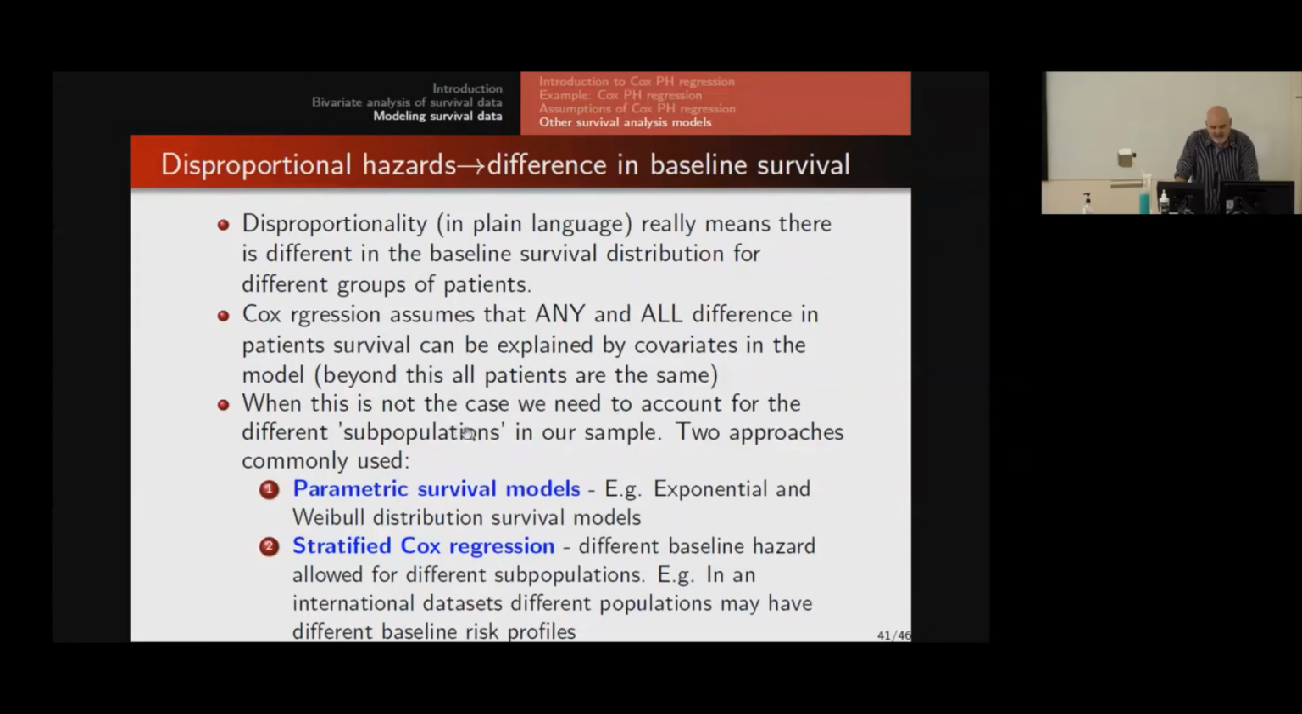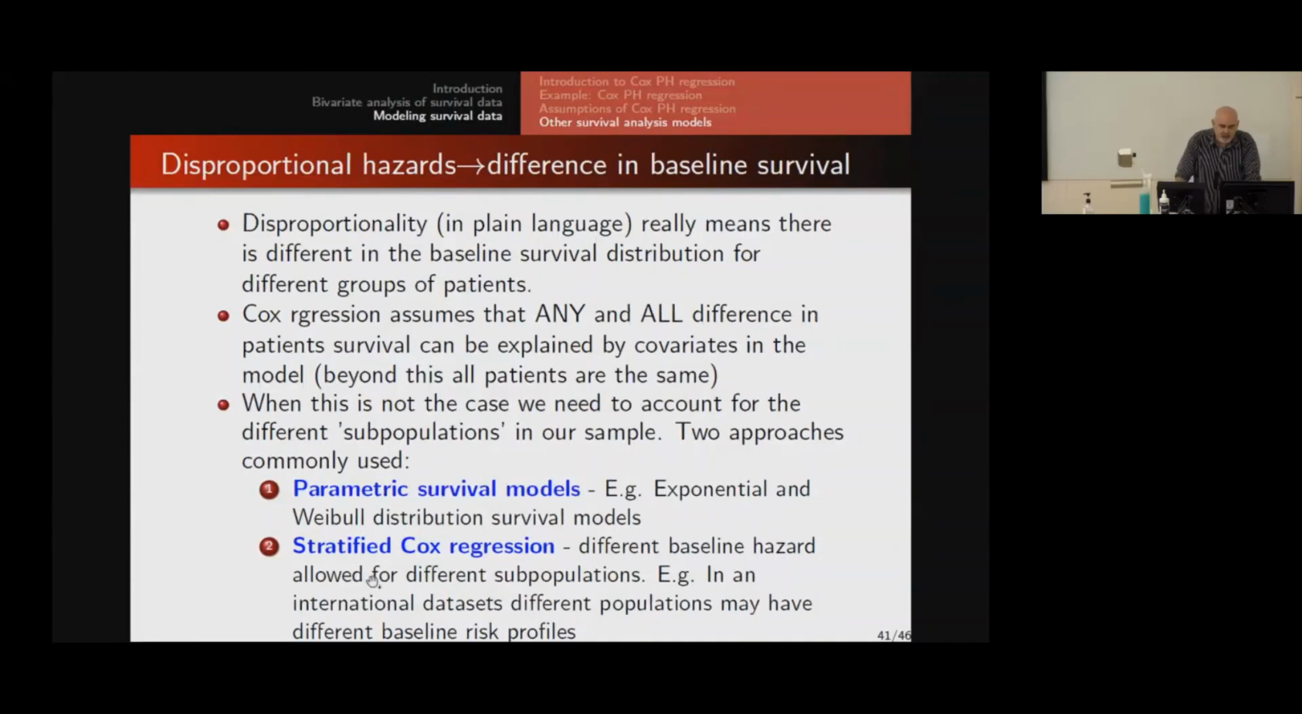But when this is not the case, we need to account for these different subpopulations in our data, and there are 2 approaches commonly used. First, parametric survival models. Examples of these would be exponential or Weibull distribution survival models. I don't use these too much. I use other methods, but sometimes survival takes a very distinct shape which can be represented by particular distributions, be it an exponential distribution, a Weibull distribution, or several other distributions. These are parametric. They have a particular theoretical distribution we are assuming.